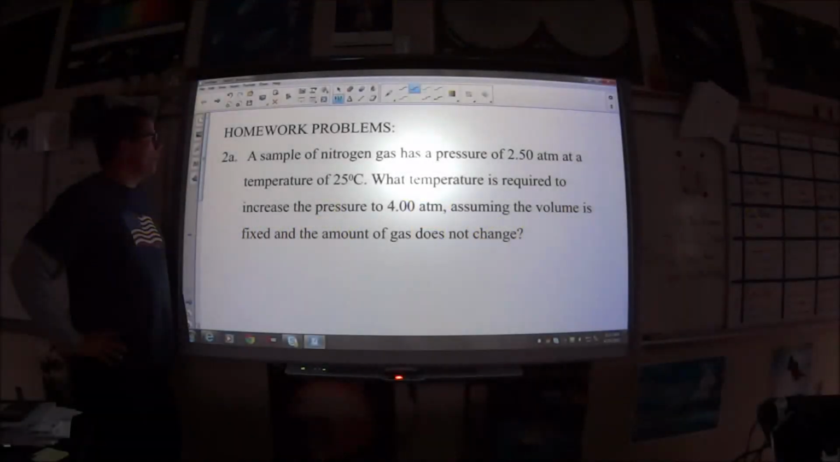Homework problem 2A. A sample of nitrogen gas has a pressure of 2.5 atmospheres at a temperature of 25 degrees Celsius. What temperature is required to increase the pressure to 4 atmospheres, assuming the volume is fixed and the amount of gas does not change?